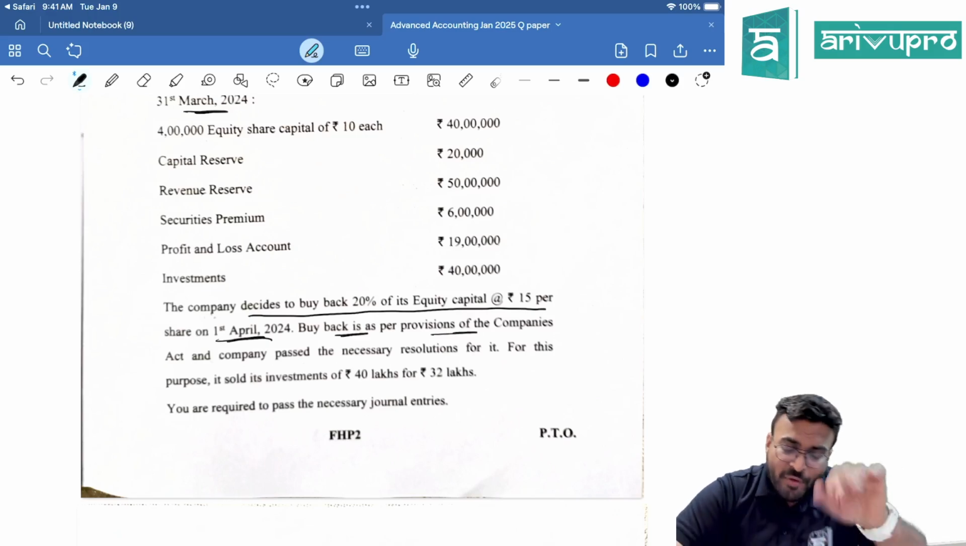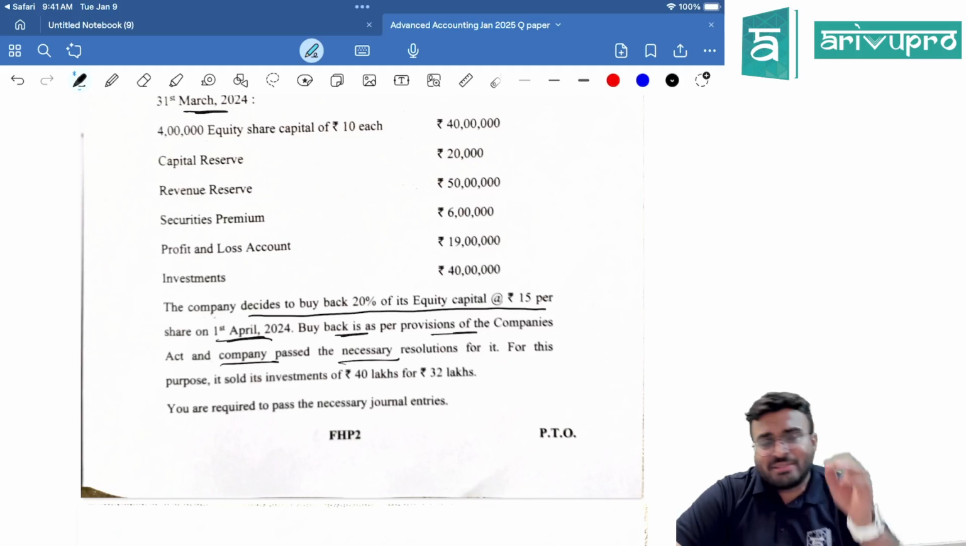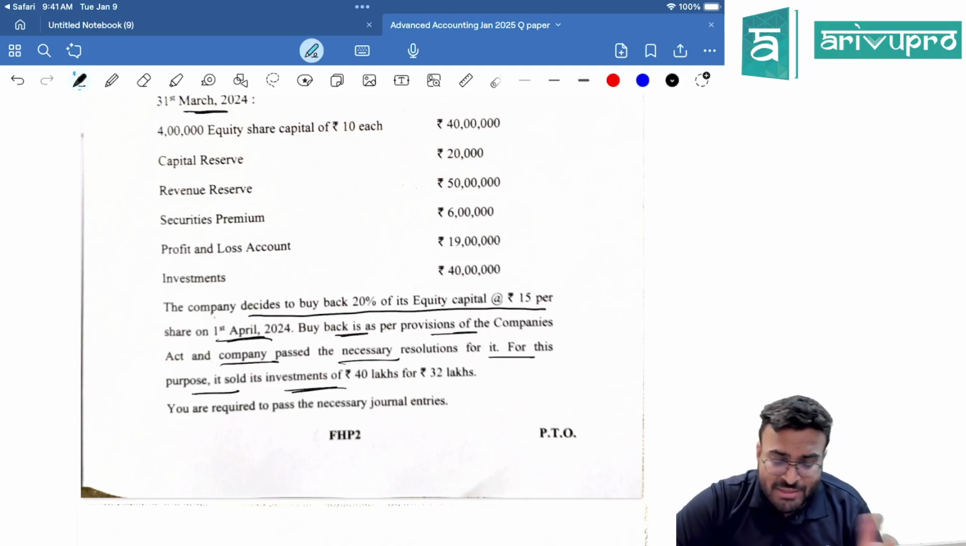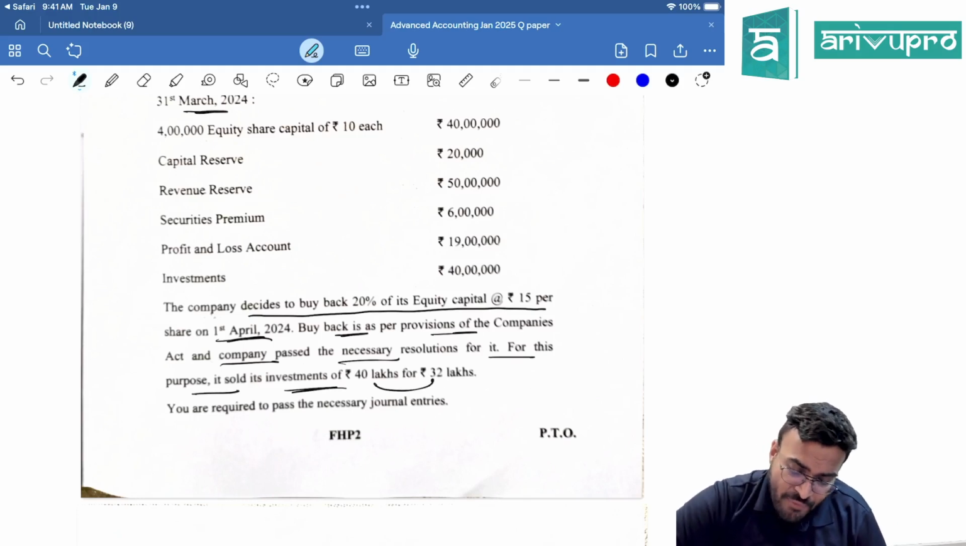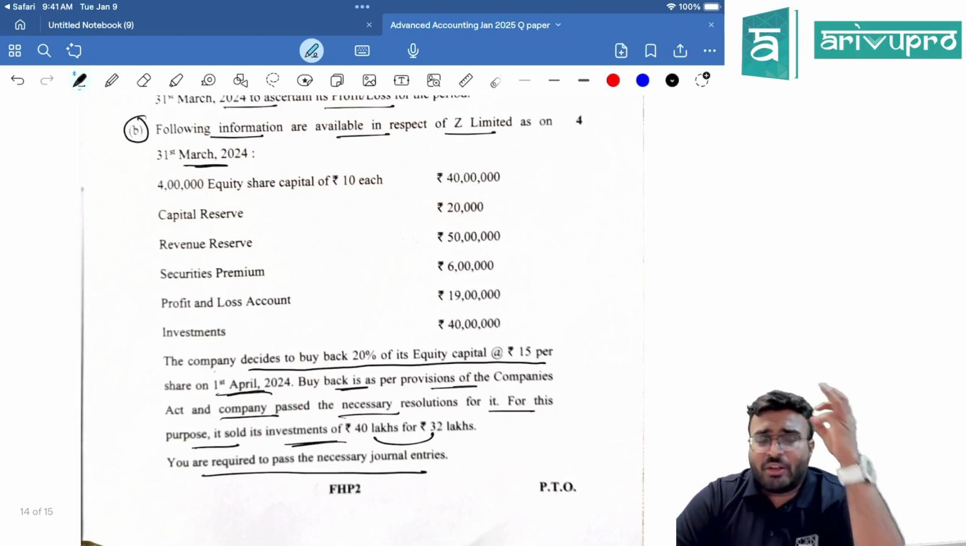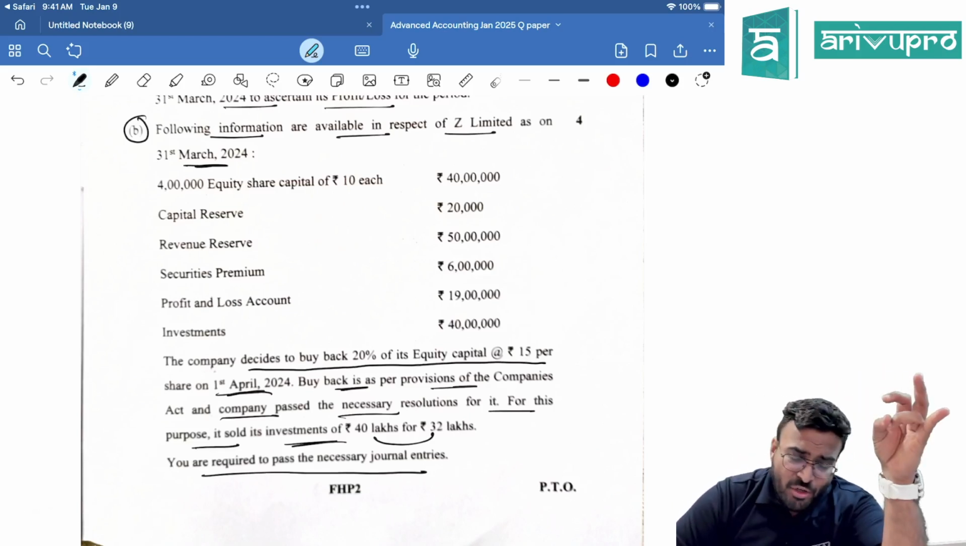Buyback is as per the provisions of the Companies Act, and the company has passed the necessary resolutions. For this purpose, it sold its investment, so pass the investment entry. They sold it at a loss here. You are required to pass the necessary journal entries. Investment is sold. Then the buyback due entry you are going to pass. Buyback payment entry you are going to pass.